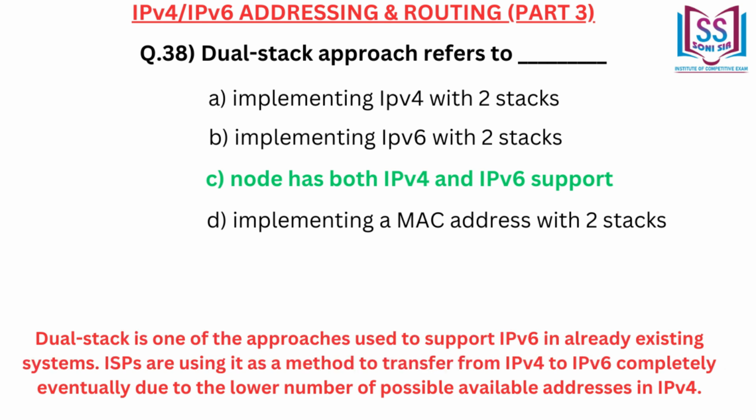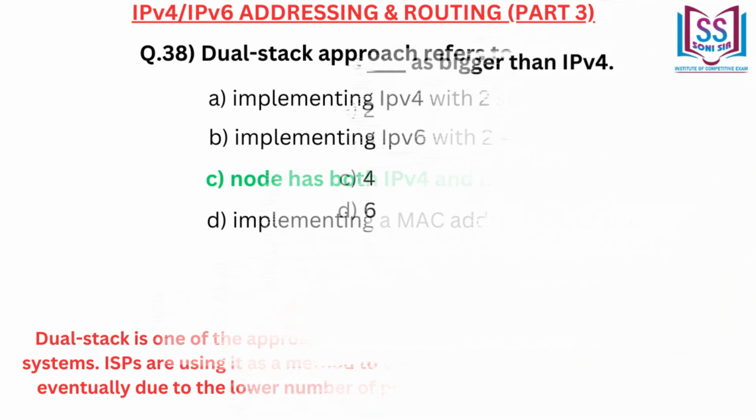Dual stack is one of the approaches used to support IPv6 in already existing systems. ISPs are using it as a method to eventually transfer from IPv4 to IPv6 completely, due to the lower number of possible available addresses in IPv4.